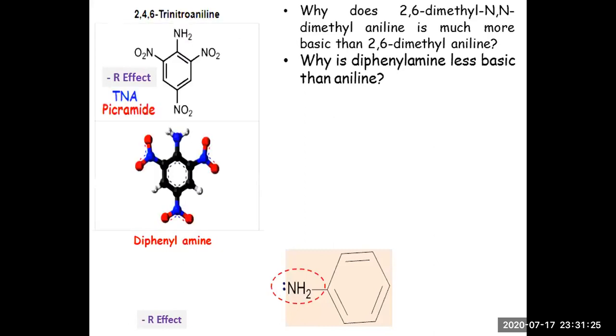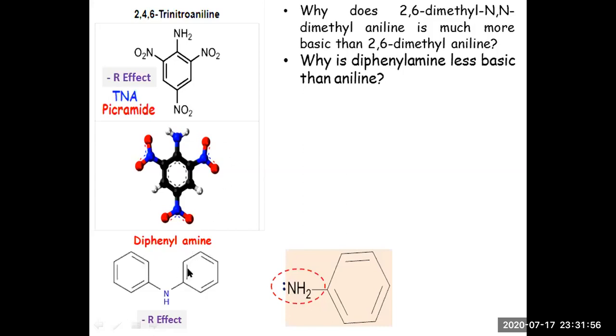Now there are various aromatic amines we are going to discuss. This particular aromatic amine, 2,4,6-trinitroaniline, is also called TNA, that is trinitroaniline. It is also called picramide. Now picramide is almost neutral in nature. Why? Because here we have 1, 2, 3 electron withdrawing groups, and because of this electron withdrawing effect, obviously it will be poorly basic in nature.